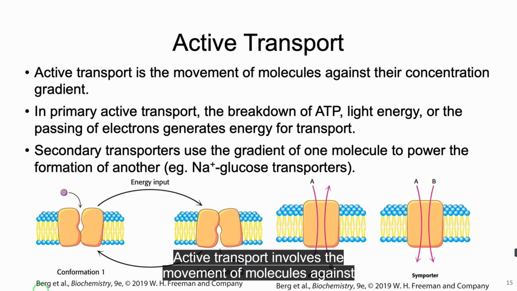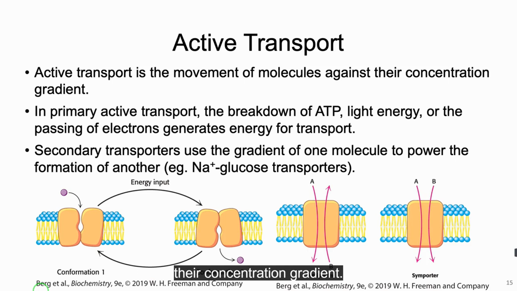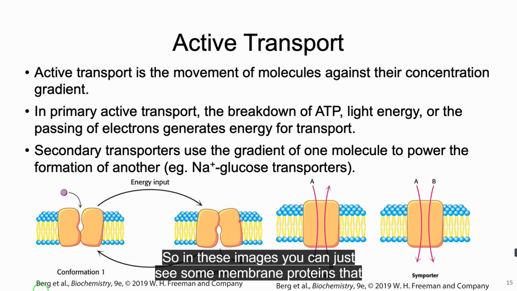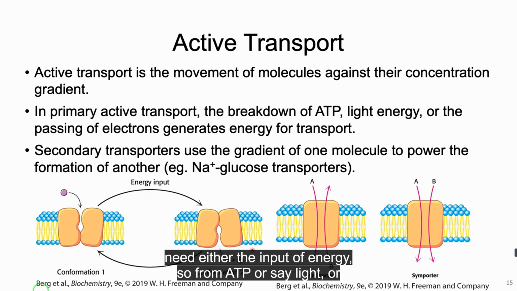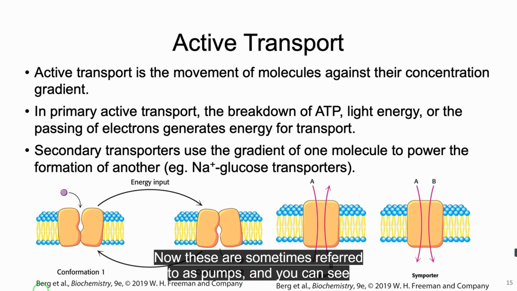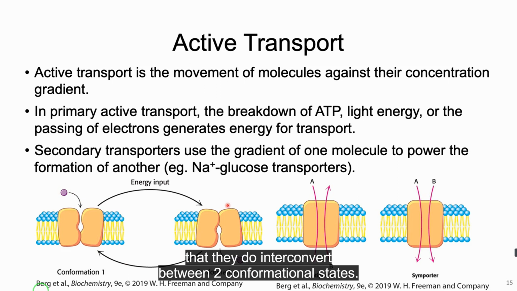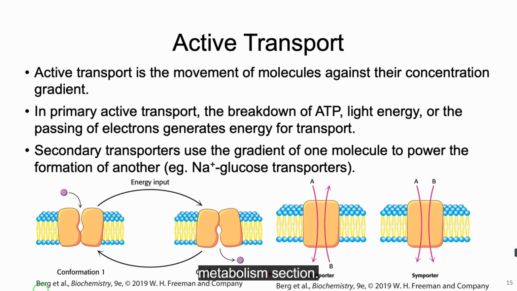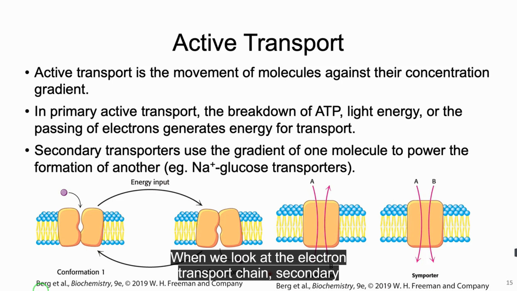Active transport involves the movement of molecules against their concentration gradient. So in these images, you can just see some membrane proteins that need either the input of energy, okay, from ATP or say light, or maybe even the passing of electrons, in order to undergo these conformational changes to move an ion against its concentration gradient. Now, these are sometimes referred to as pumps, and you can see that they do interconvert between two conformational states. Now, we've already seen a few examples of primary active transport in the course, but it'll also come up in the metabolism section when we look at the electron transport chain.